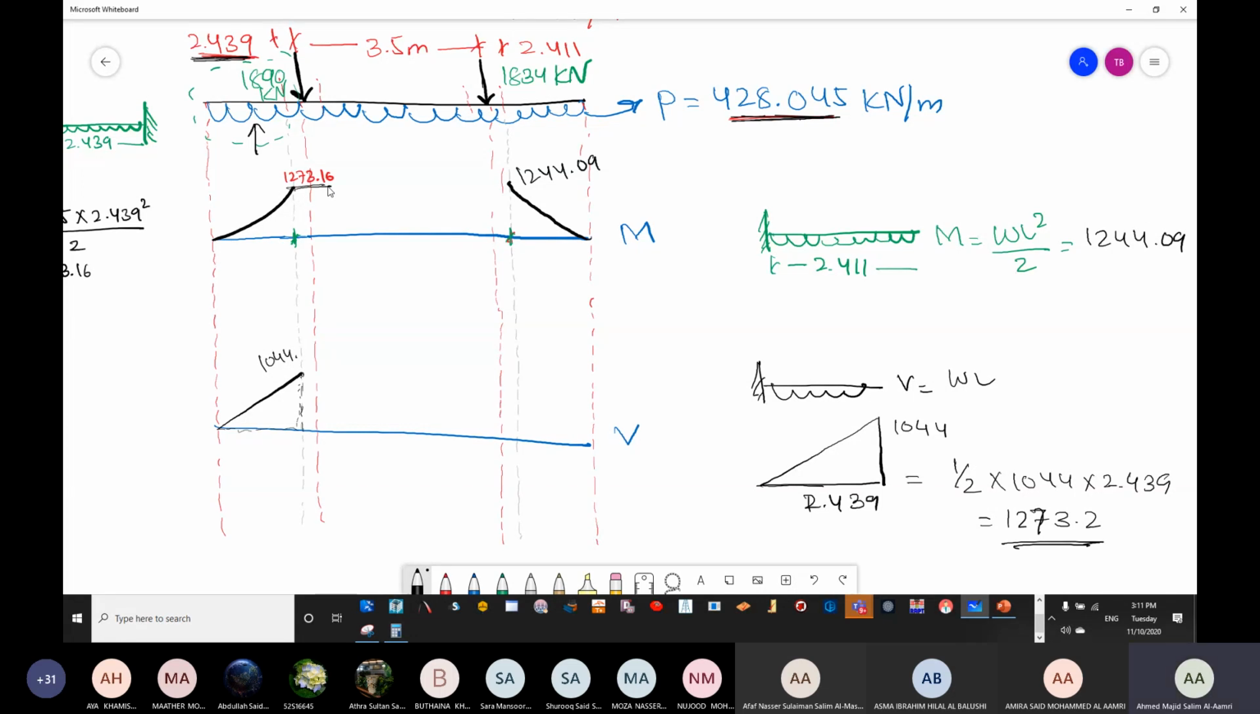And you have studied the area of shear. The area of shear will give you the bending moment, right? Do you remember? The area of the shear force diagram will give you the bending moment. Okay, so it's up to you to use the equations, or to find the shear and then find the area of the shear to go for the bending moment. Okay, now.